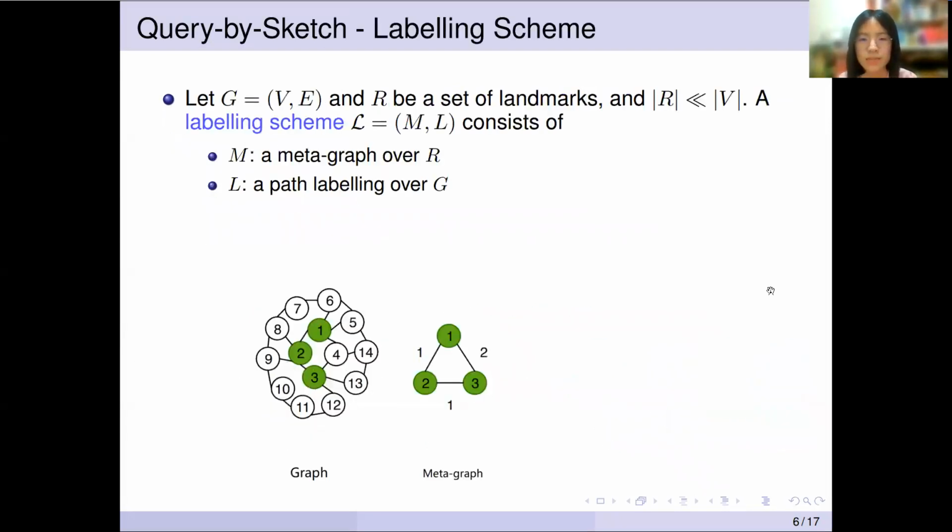The first key idea of Query by Sketch is a labeling scheme. We compute such a labeling scheme so as to encode the paths between vertices in this graph.